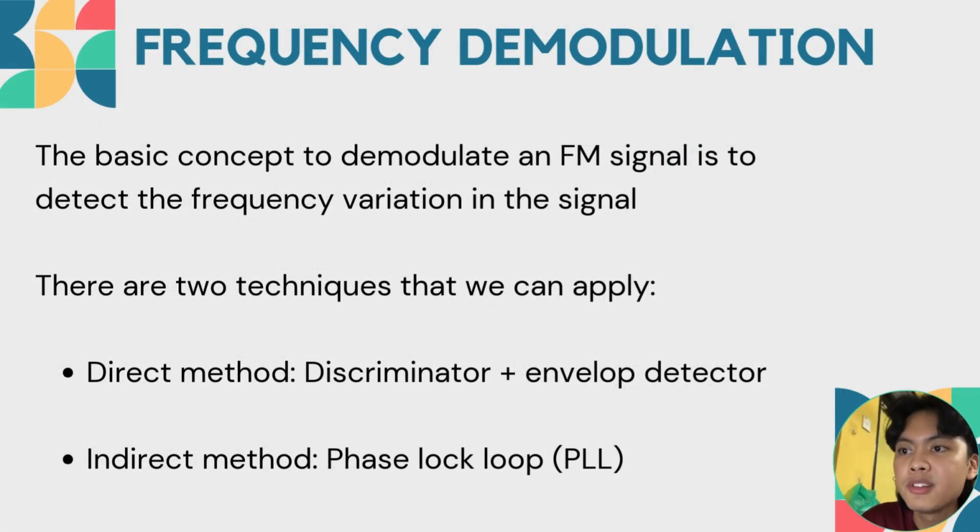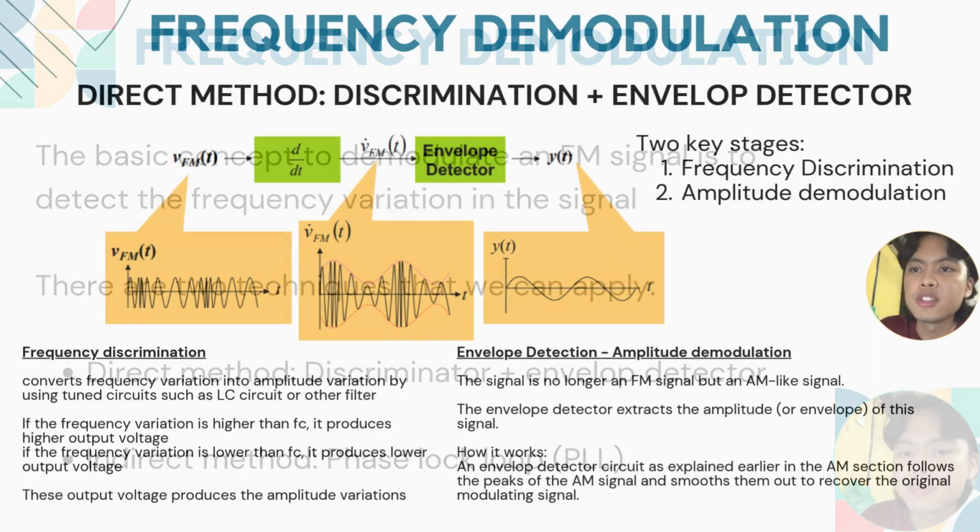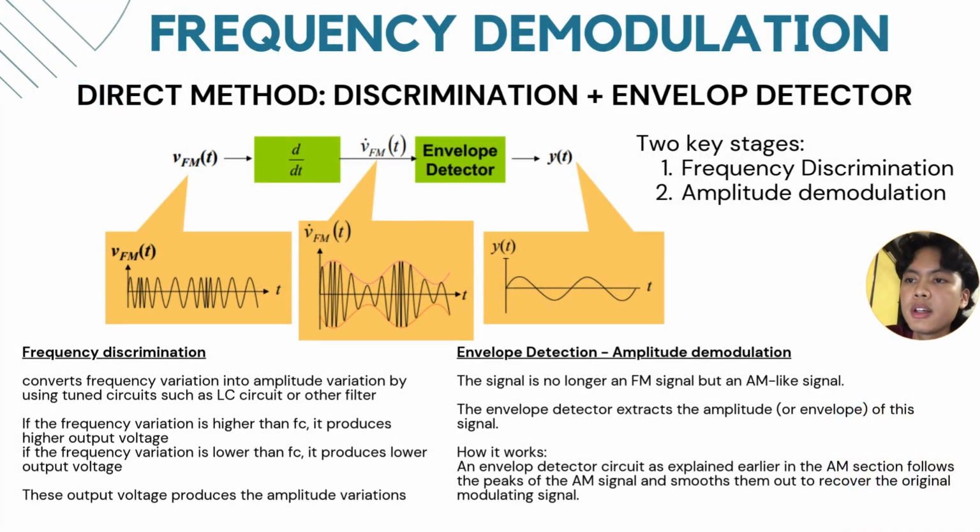Frequency demodulation. The basic concept to demodulate an FM is to detect the frequency variation in the signal. There are two techniques that we can apply, which are the direct method, discriminator plus envelope detector, and the indirect method, phase-lock loop. In short, the first method, which is the direct method, is discriminator plus envelope detector. Here are the two key stages, which are frequency discrimination and amplitude demodulation.